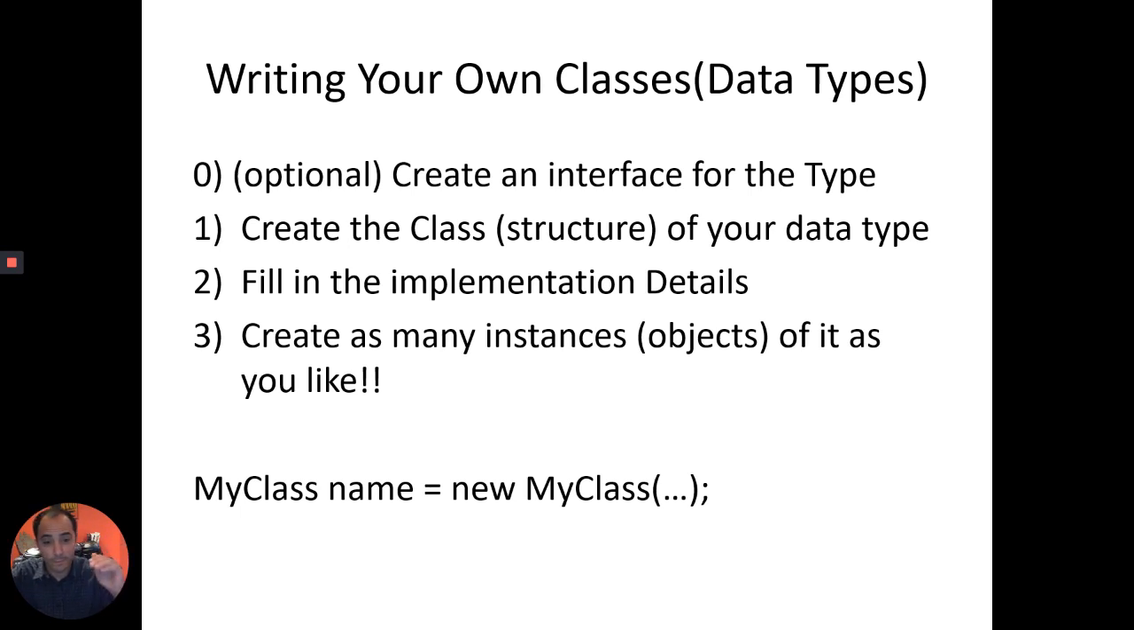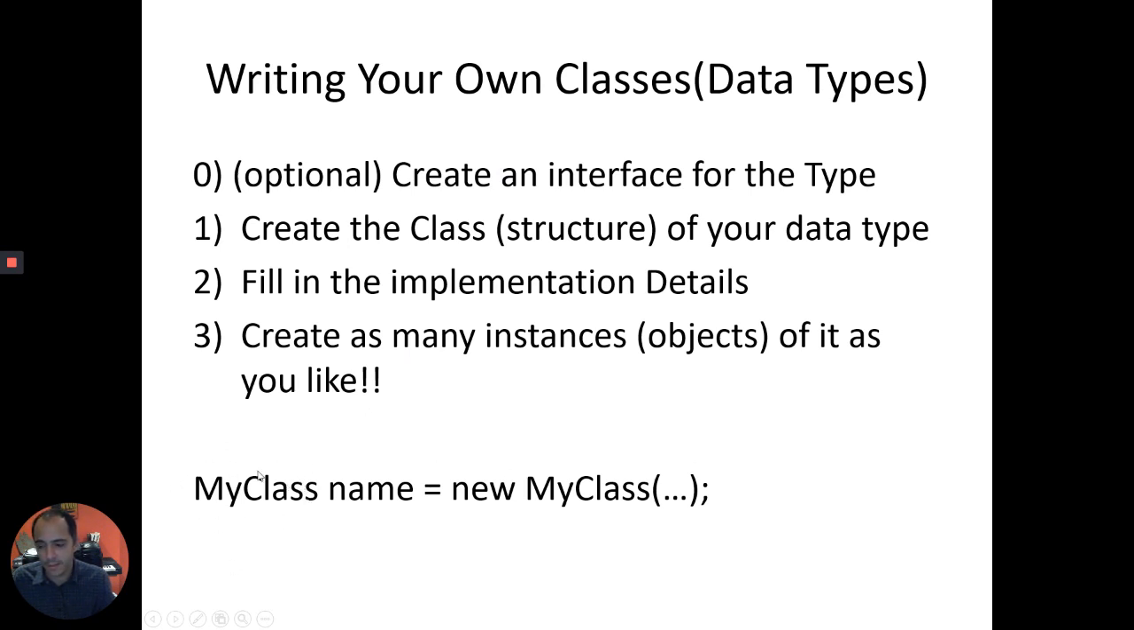Then you can go ahead and fill in all the implementation details. So if I have a particular method that's going to add 2 things together, I have to fill in that implementation detail. Once you have that done, then you can go ahead and create as many instances or objects of that as you like. And here you can see a really simple example.